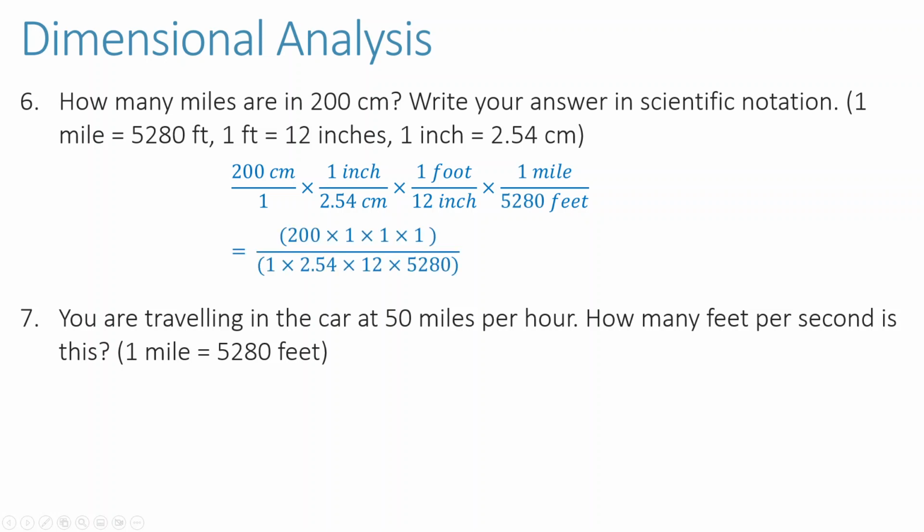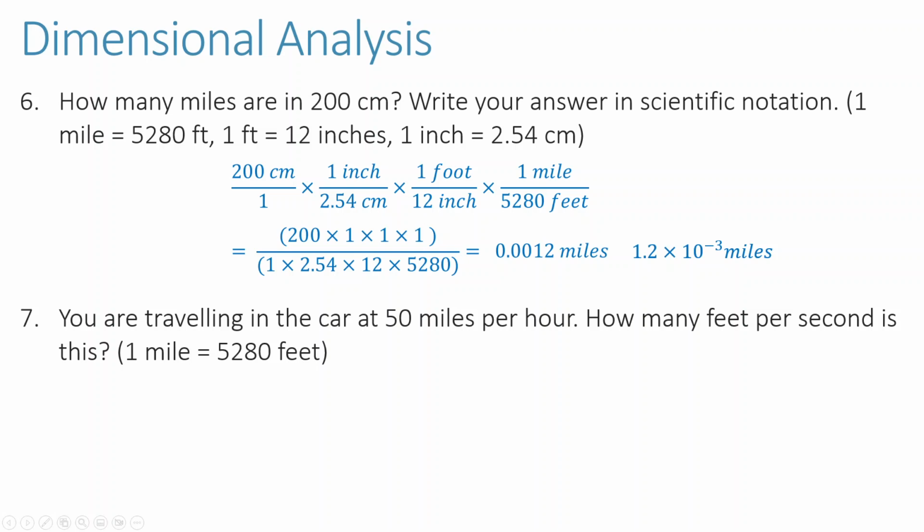So mathematically, we're going to have 200 times 1 times 1 times 1 on top, and then we have our denominator here. So it's not always going to be a 1 on the bottom. It kind of depends on which direction you're converting in. So when we do all this math, here's what we get. Now this number is pretty small, so when we have small numbers, we like to express that in scientific notation. So in scientific notation, it would be 1.2 times 10 to the minus 3.